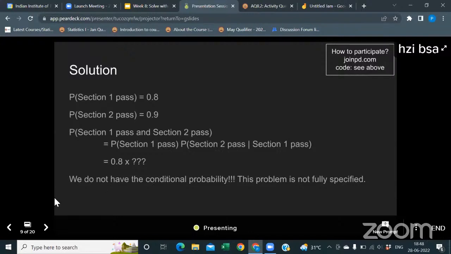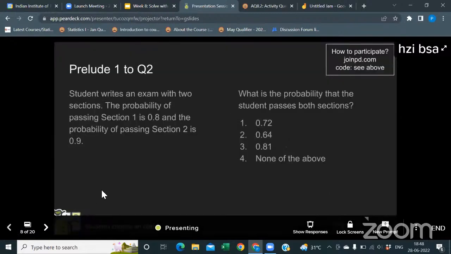So can't we take it as both of them are independent events, because passing section 1 and passing section 2 cannot be related to each other? No, see. Sir, can you correct this question and then solve it? See, this is the prelude of question 2. The correct one is in the next question.